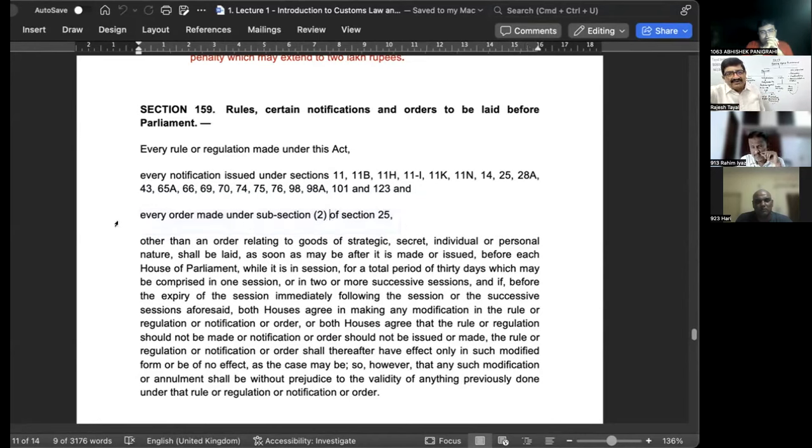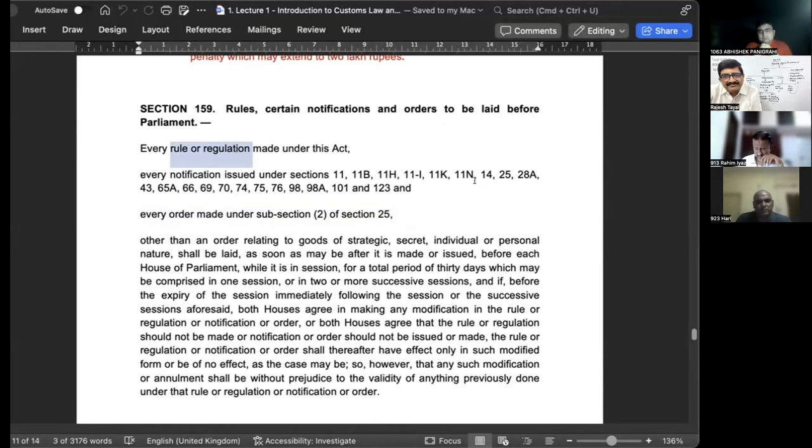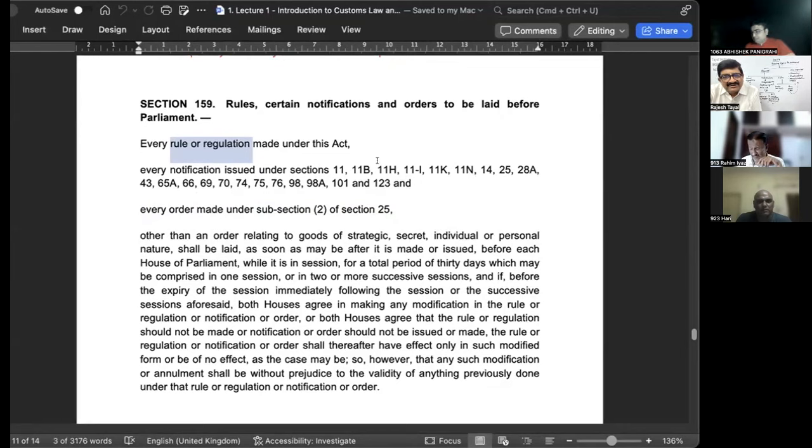Okay. So as far as order is concerned, only one kind of order goes to parliament. As far as rules and regulations are concerned, every rule and regulation, whether under section 156, 157, or under any other section, it will go to parliament. Okay? Some confusion? Hari, where is the challenge? Yes, no, sir. Clear? Yeah, clear, sir. Good enough. Good. Yes, Abhishek, what is your question?